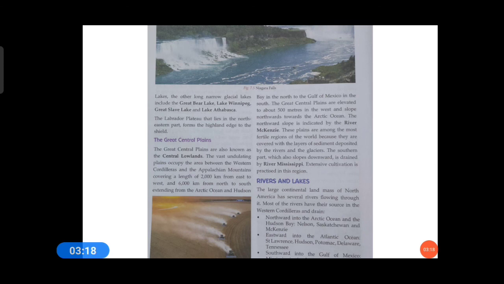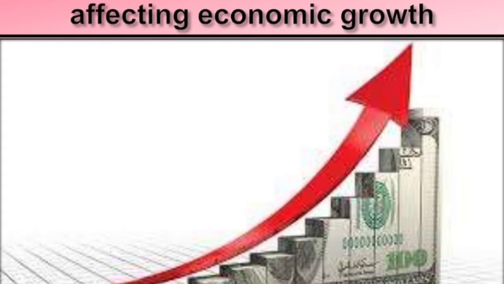Rivers like the Colorado flow through a steep sided gorge. I told you what a gorge is in the last class. It forms the Grand Canyon, which is an area of scenic beauty and great tourist interest. So this is how the important rivers draining through the entire continent of North America play a very important role in boosting the economy of North America and its countries.